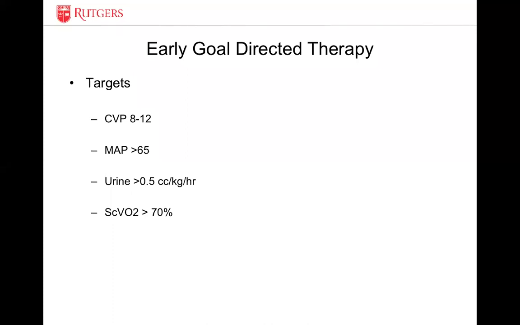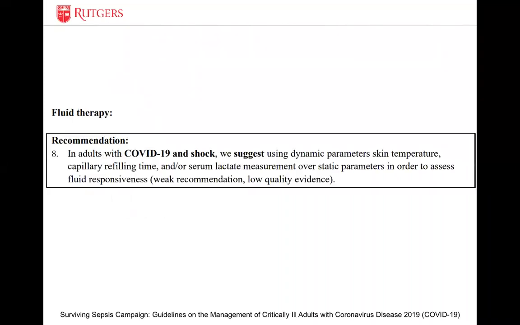A number of these targets are now considered outdated, and we're going to go into the specific guidelines that SCCM has adapted from their Surviving Sepsis guidelines into formal COVID-19 guidelines. All right. So their first recommendation in patients with shock from COVID-19 is to use dynamic measures as opposed to static parameters of fluid responsiveness. And I'm going to go into a brief overview of what we consider static and what we consider dynamic.